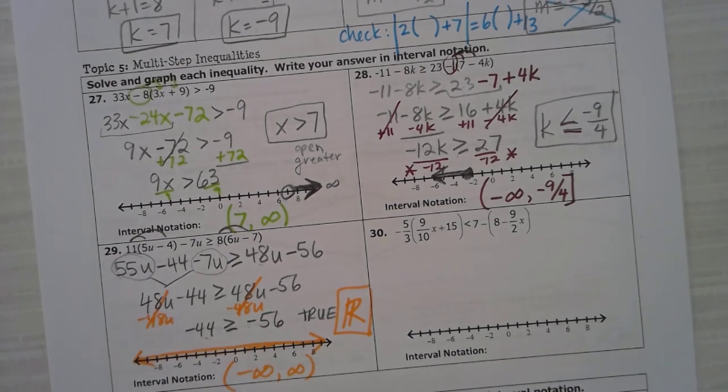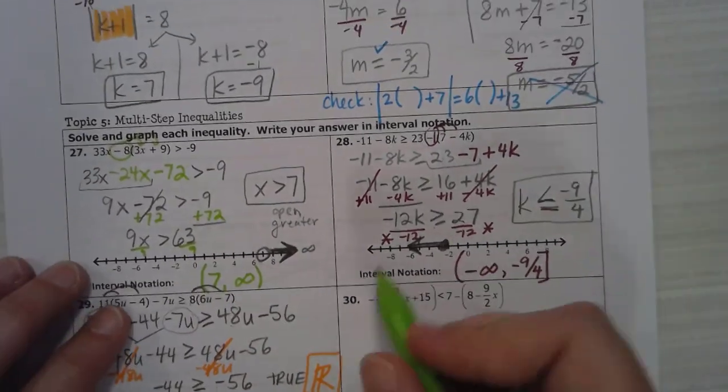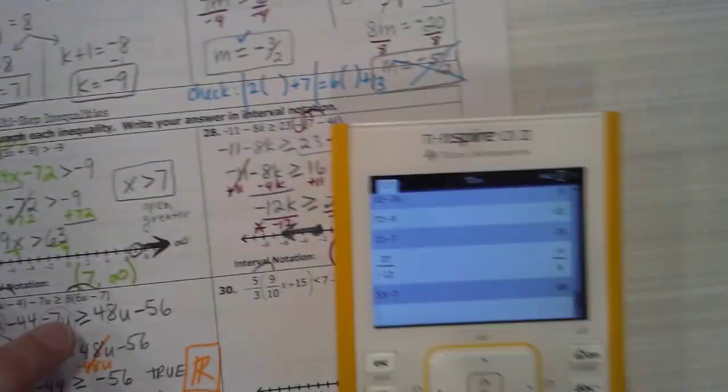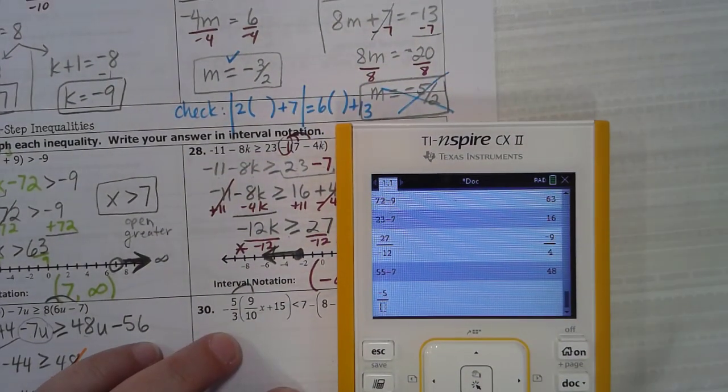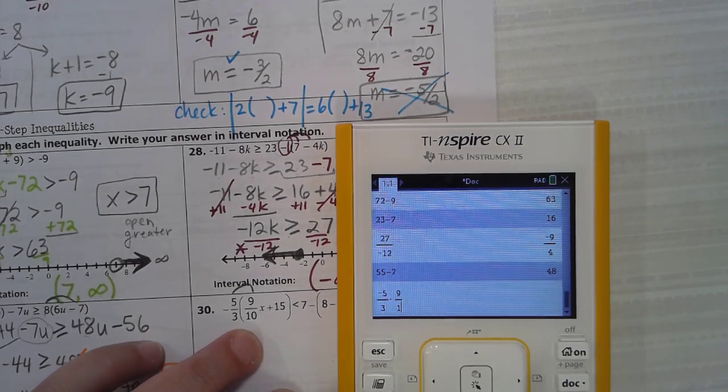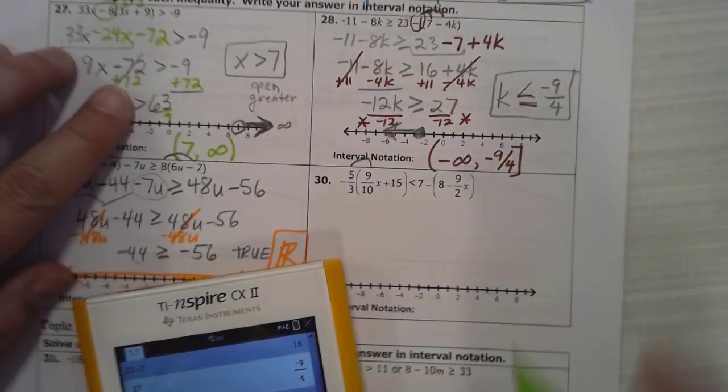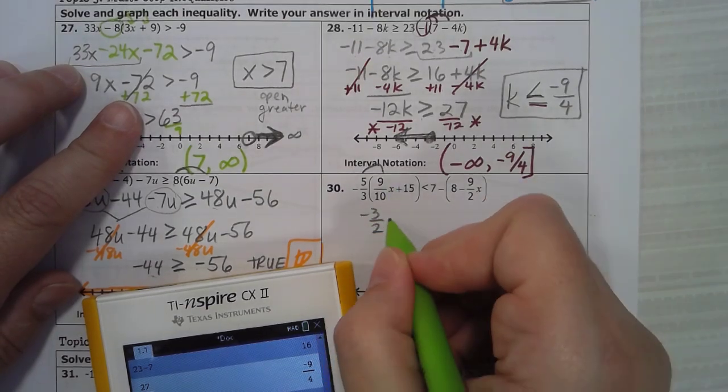All right, number 30, fractions. Y'all hate fractions, I know. My calculator does not hate fractions. So negative 5 over 3 times 9 over 10. That's negative 3 over 2. There's an x on that.